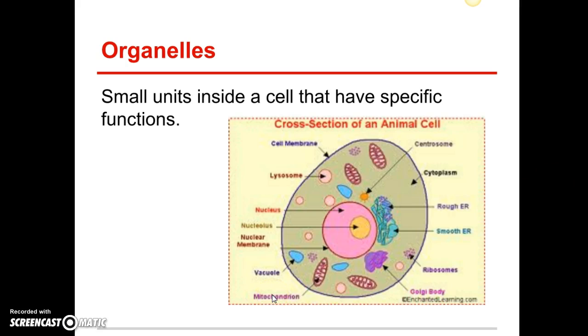Okay, so let's start with the general definition of an organelle. An organelle, think of it as a little organ. These are small parts inside your eukaryotic cells that each have their own function. Just like organs in your body all have a function, organelles have a function inside cells. And take a peek at this picture right here. You may have seen even this exact picture before. It shows some of the different organelles that we're going to talk about. Remember, think organelles, little organs.